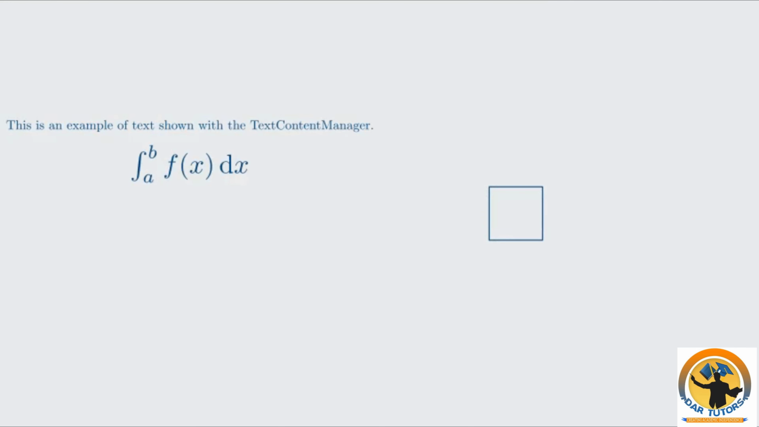In this example, we'll draw a circle on the screen. Then we'll shift it to the left. Finally, we'll change it to a square. Here is some text on the left side. And here's a mathematical expression. Let's clear the text content from the screen.